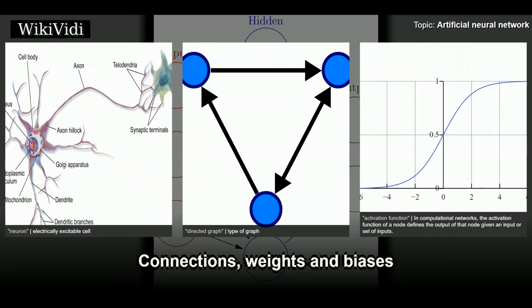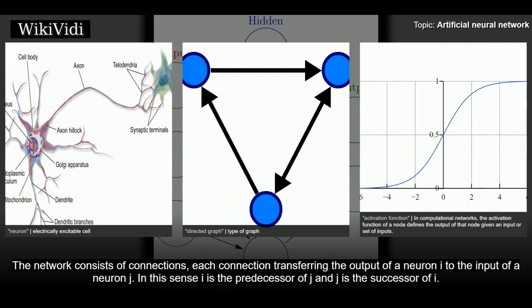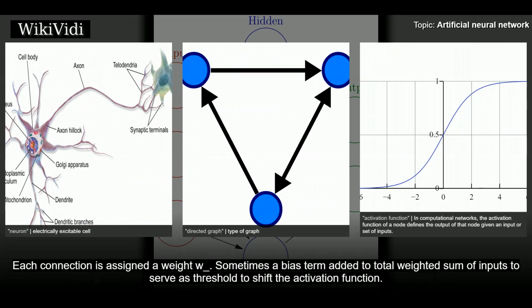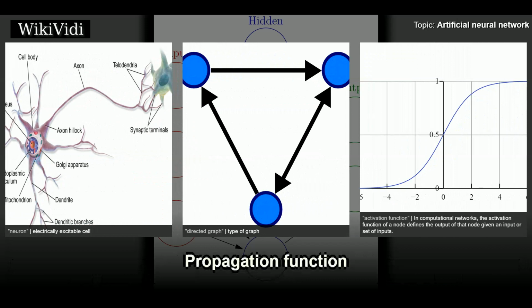Connections, weights and biases. The network consists of connections, each connection transferring the output of a neuron i to the input of a neuron j. In this sense, i is the predecessor of j and j is the successor of i. Each connection is assigned a weight w_ij. Sometimes a bias term is added to the total weighted sum of inputs to serve as threshold to shift the activation function. Propagation function.